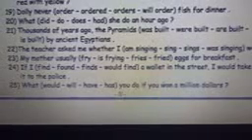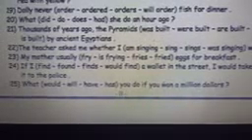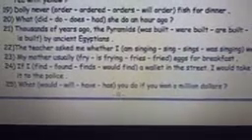Number 25, what would you do if you won $1 million? Of course, we will say, what would you do if you won $1 million? Turn the page, please, page 12. We're gonna continue answering the underlined.